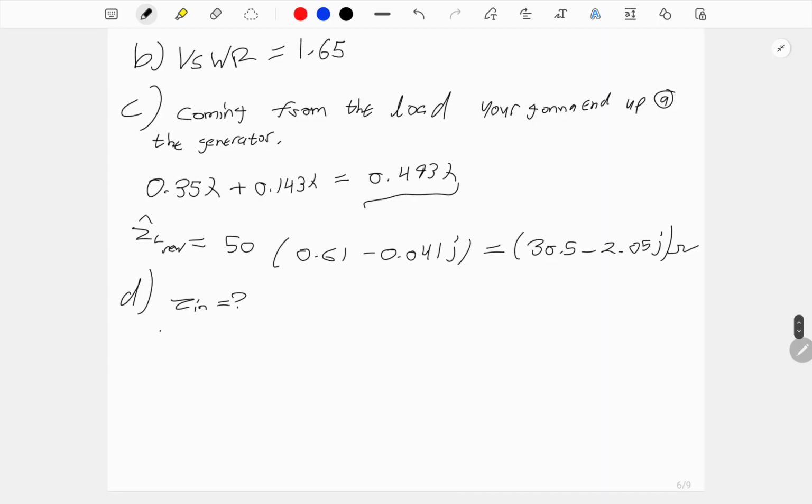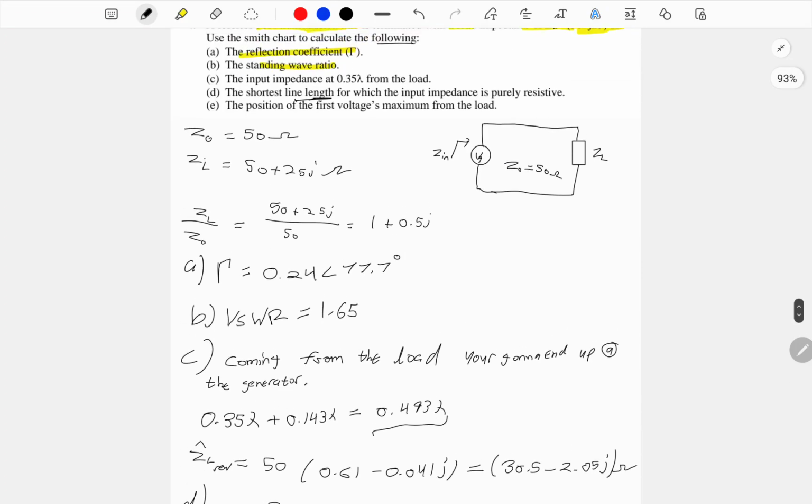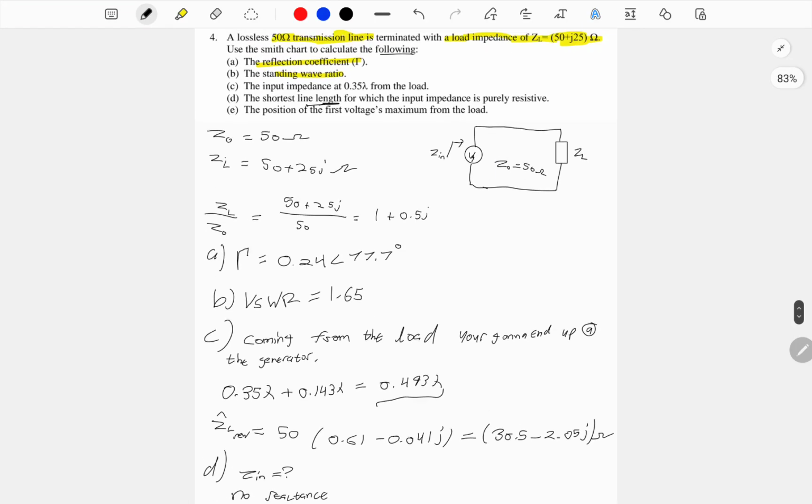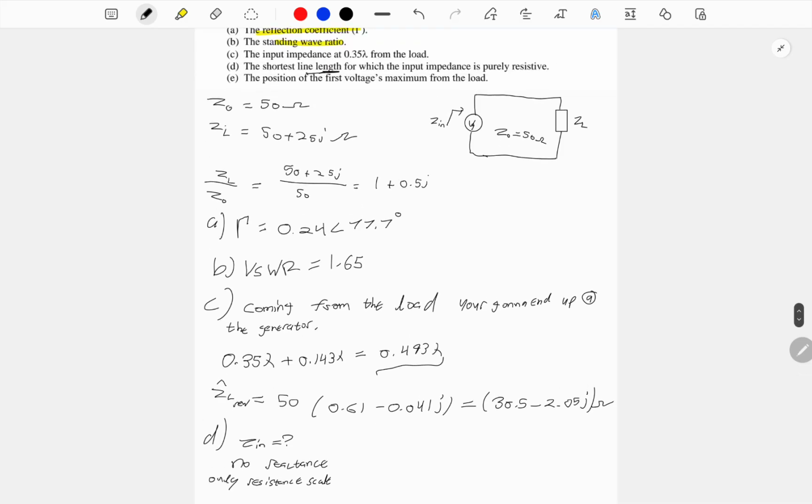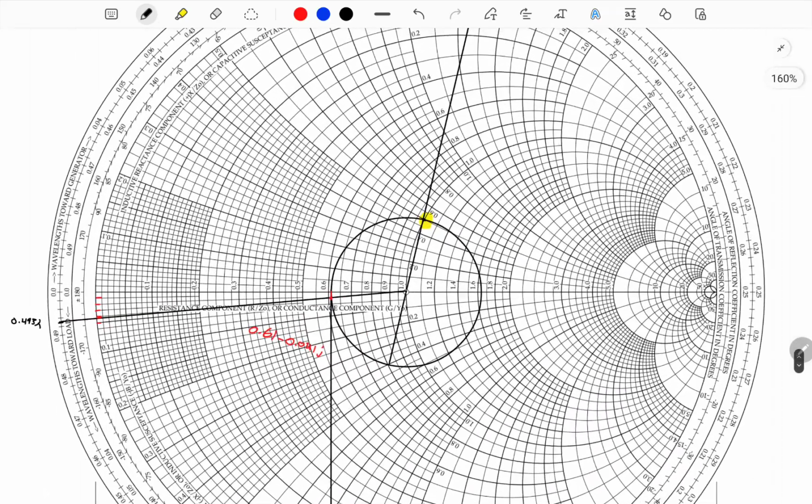So, yeah, no X, no reactance, and it's the shortest line. So only resistance scales. So are we short circuiting? No, that doesn't really matter. We just got to look at the Smith chart. So they also want the shortest line length, right? So does that mean it's the short circuit? No, we got to look at the Smith chart. So, for which the input, yeah. So look at the Smith chart.